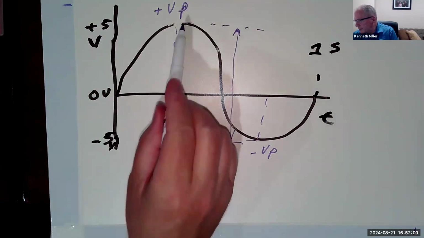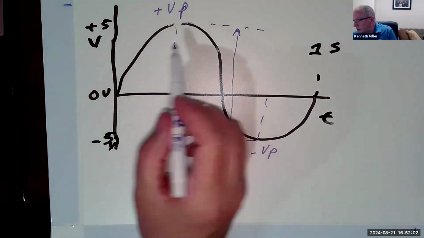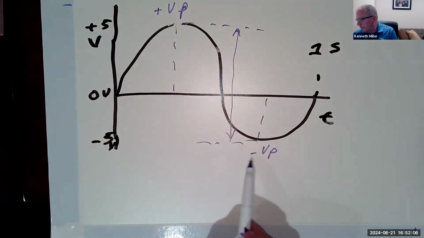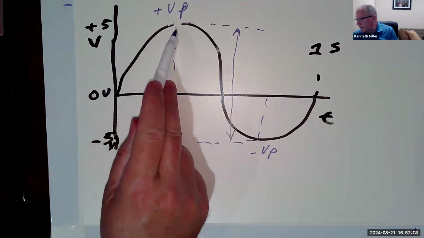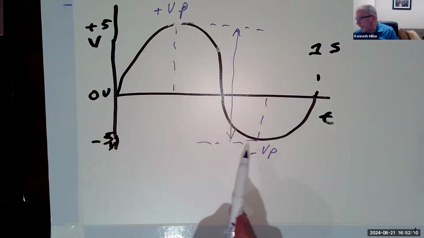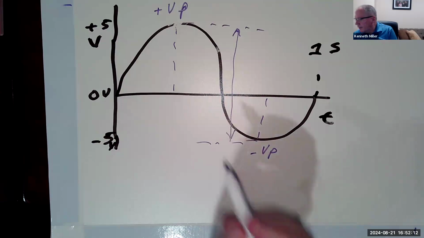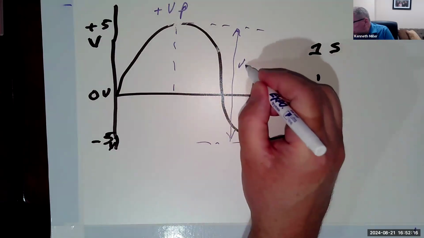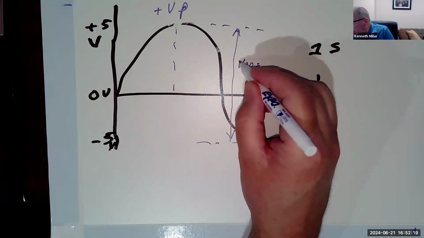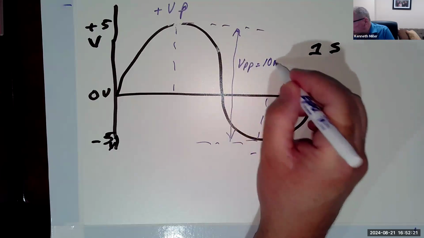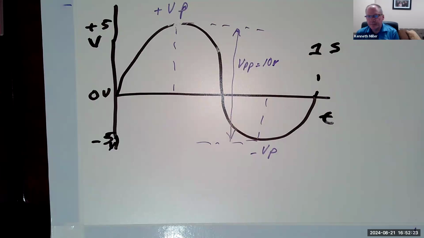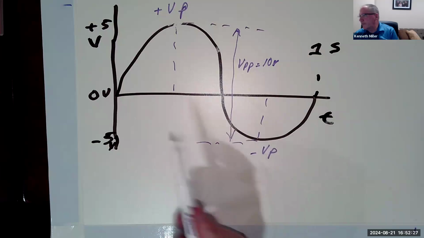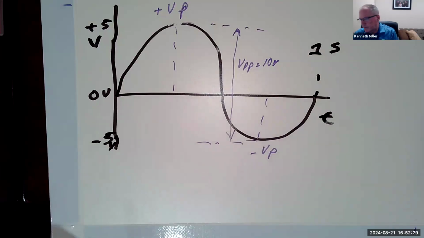So in this case, we would say the VP is 5 volts, right? This peak goes up to 5 volts. This peak goes down to negative 5 volts. The voltage peak to peak would be this one here, and that would be a total of 10 volts because it goes up 5 and down 5 for a total of 10 volts.